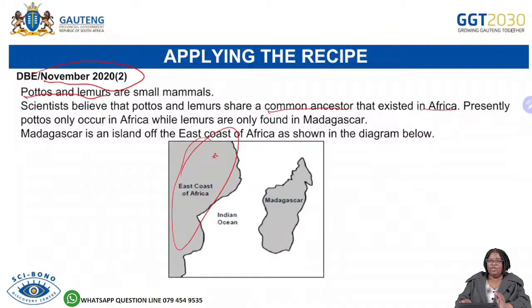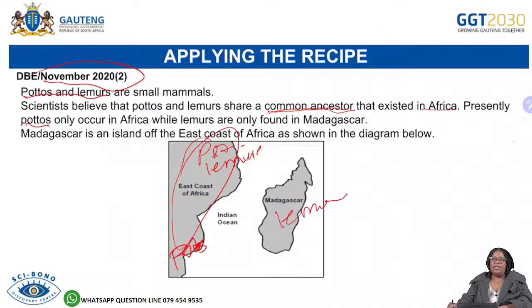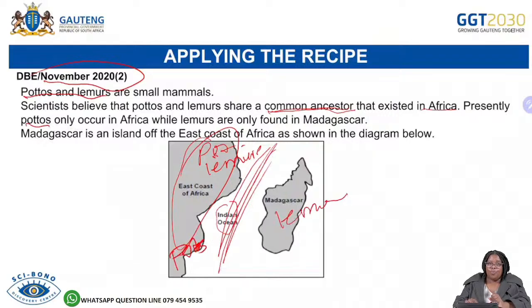Scientists believe that potters and lemurs share a common ancestor, meaning in ancient days, or a long time ago, on the east coast of Africa we could only find the potters and the lemurs. Presently, potters only occur in Africa. You can only find lemurs in Madagascar. So you can ask yourself, what separated the two? Remember, this is speciation. Now, this is the Indian Ocean. So the Indian Ocean separated the two populations.